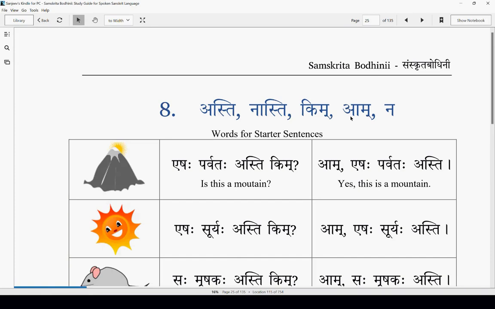There are other words for saying yes also, like am, yeah, yep, yes. For example, om is also there. Om is also used in place of am, and na, just na, means no.